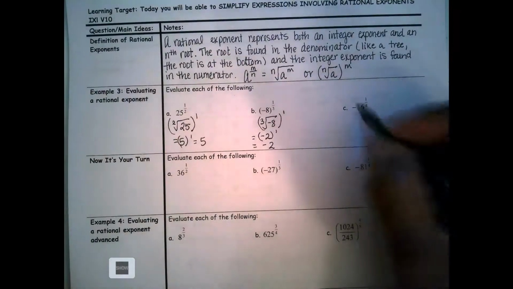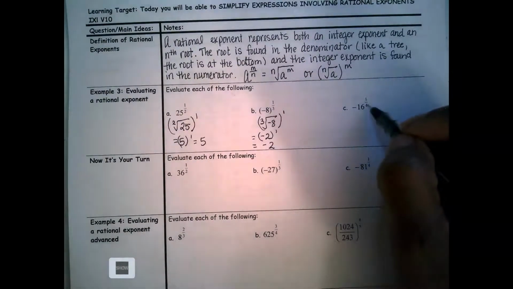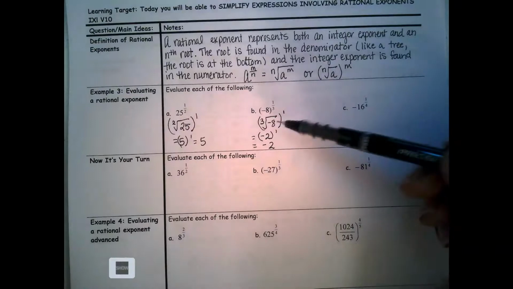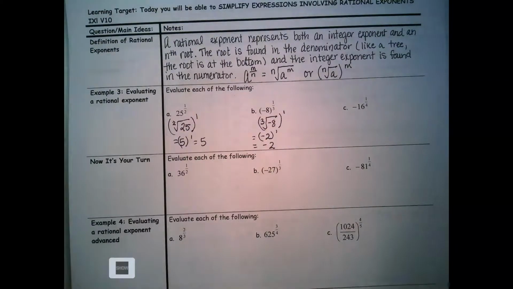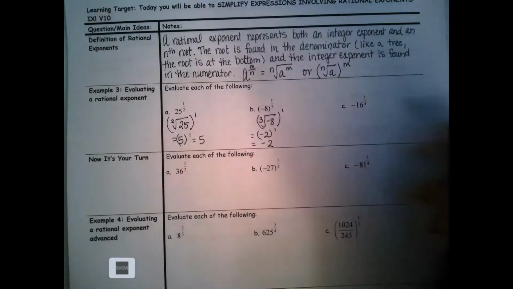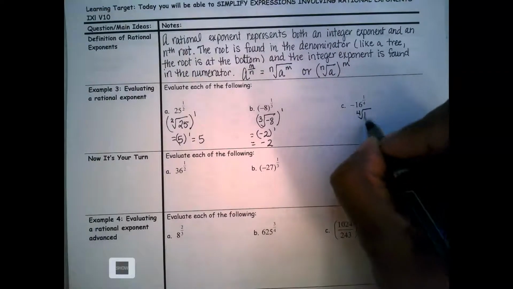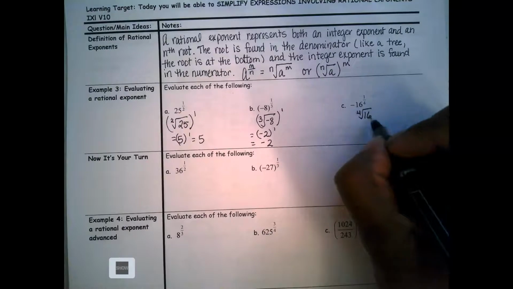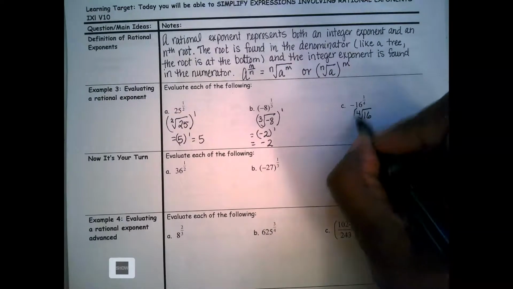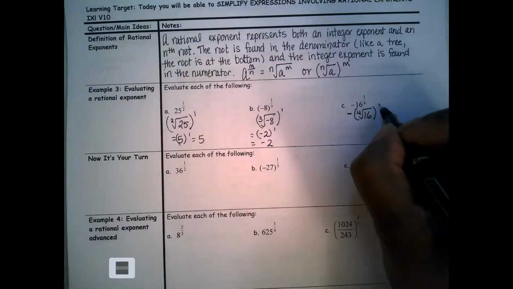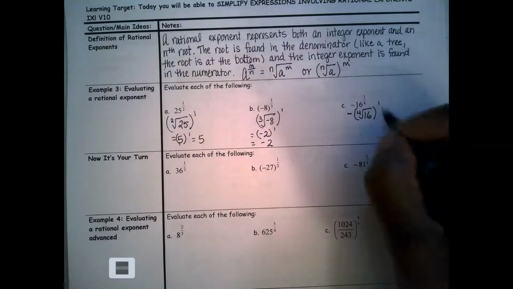Now on this one, I have negative 16 raised to the 1/4 power. Now notice that this negative 16 is not in parentheses. So it's not as easy as just saying, oh, that's a negative number. No, you have to approach it a little bit differently. So what we've got is 4, and we want to take the 4th root of 16. Whatever that result is, we want to multiply it by negative 1, and we're raising it to the first power.